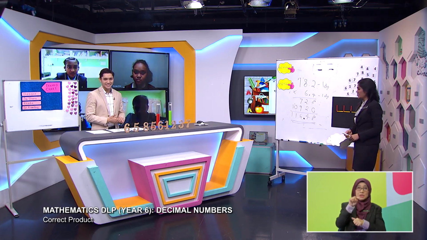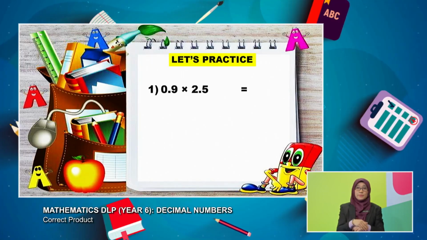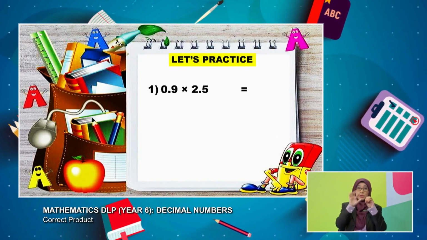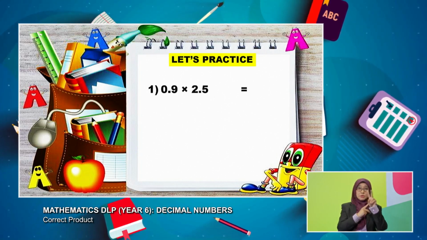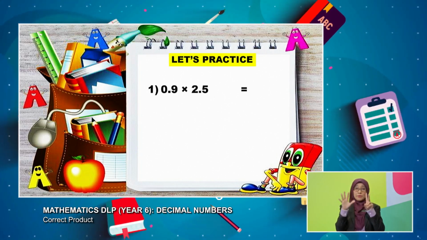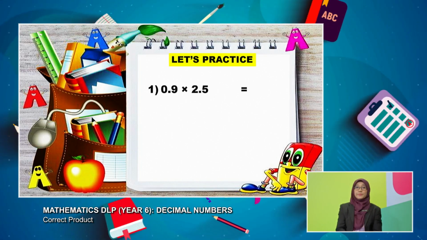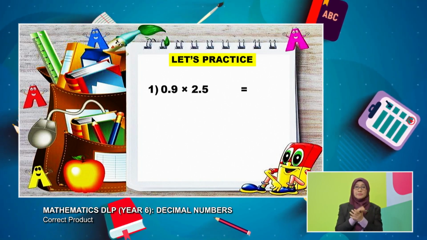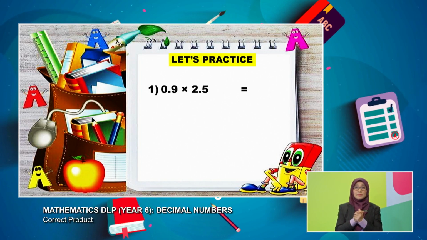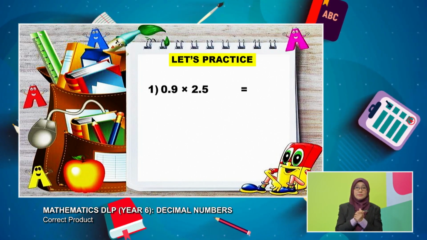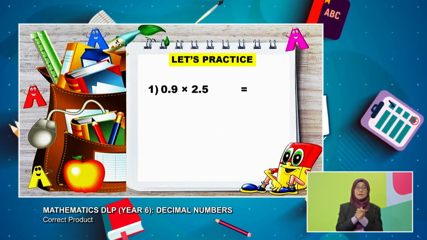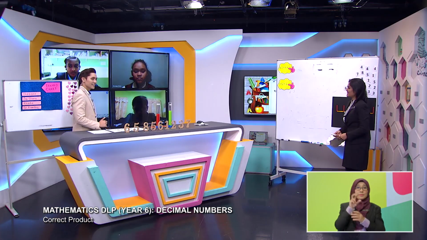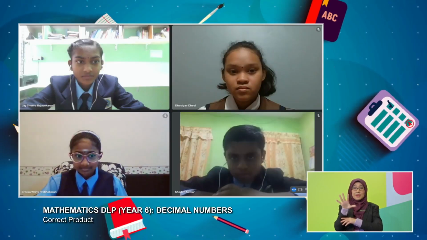First one, 0.9 times 2.5. Who can tell me the correct answer? Anif, please check the answer. Who's going to give us the answer? Yes, Sri, are you giving us the answer? Can you speak louder? Who can perform fast? Give me the rapid answer, and the correct answer, of course. 2.25 is the answer.